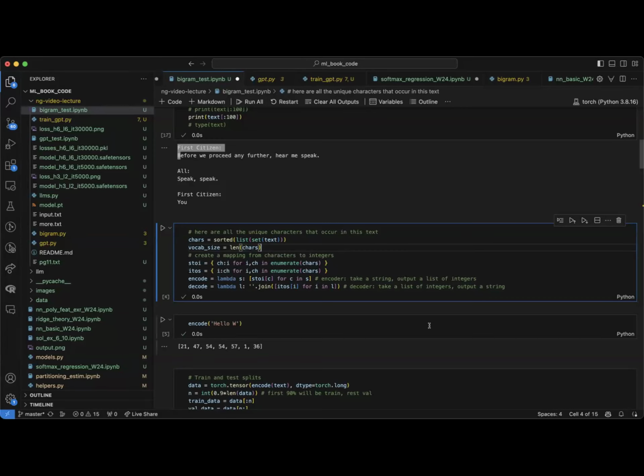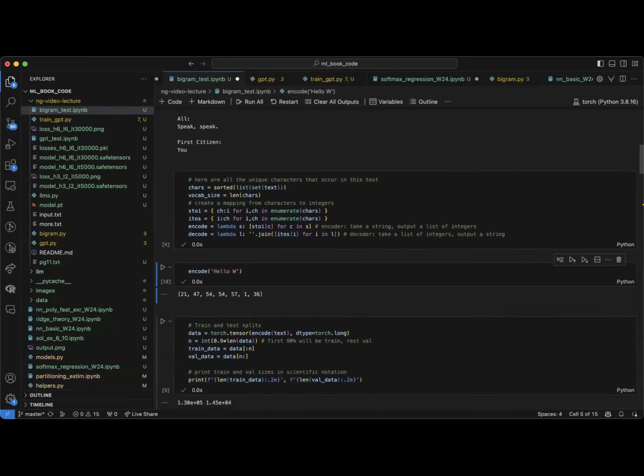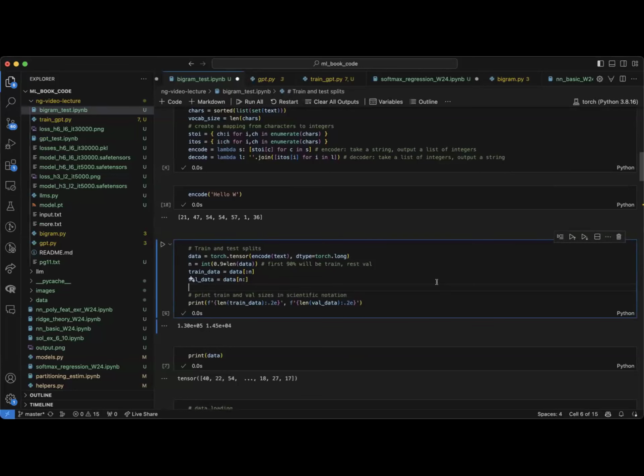You can read this; this part is not rocket science. So encode "hello", for example, just encodes it into the indices of the vocabulary. So this is the 21st word in the vocabulary, so first 47. The one is the space. When it's sorted, the blank is one.